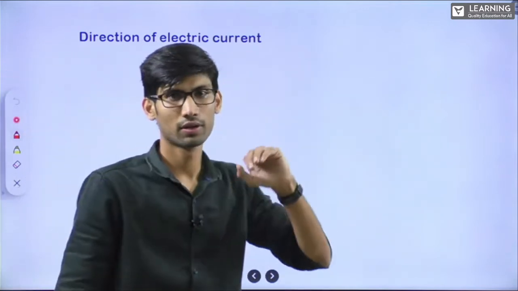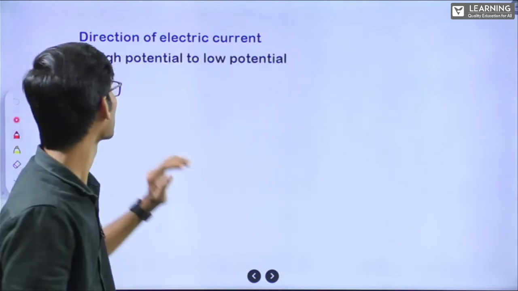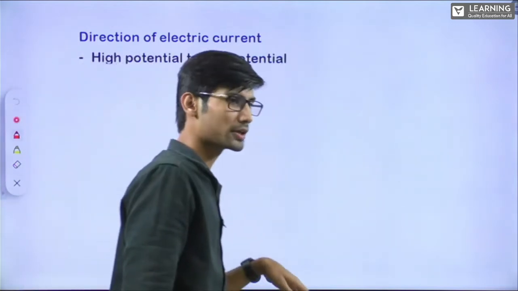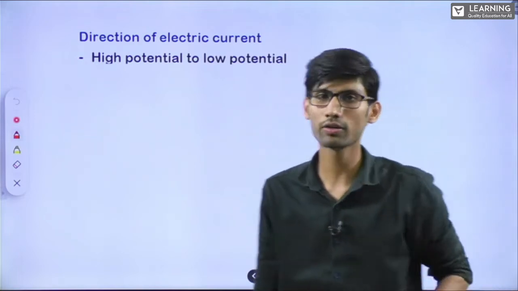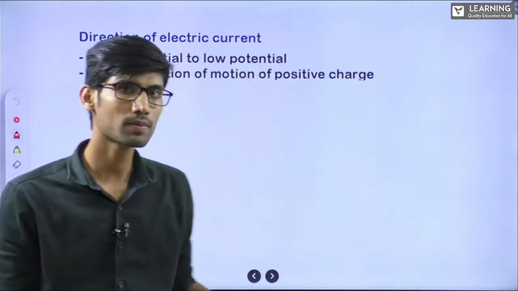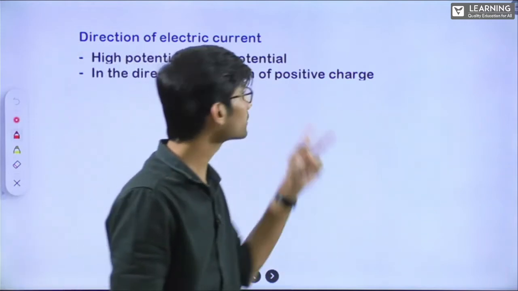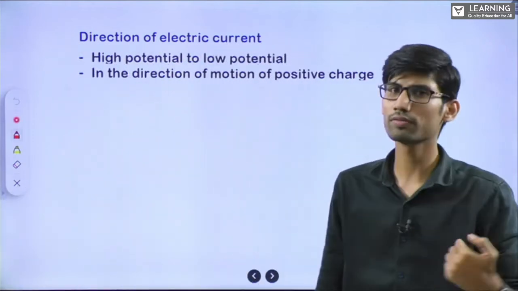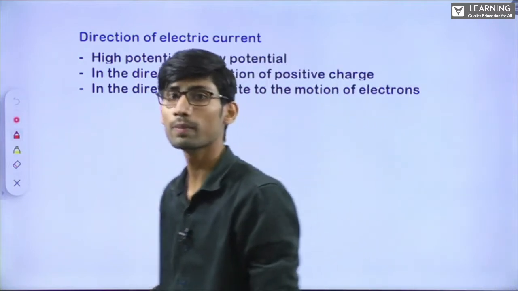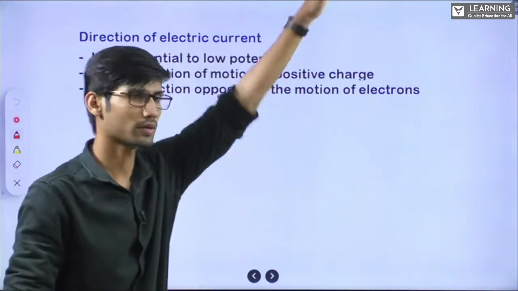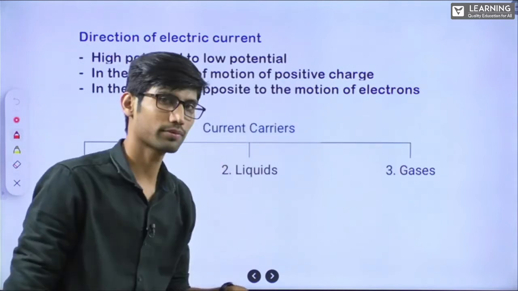There are three ways you can understand the direction of electric current. First, high potential to low potential. If you are saying this is high, this is low, you can easily understand, okay, this will be the direction of current. Second, you can see it by the direction of motion of positive charge. Third, if you are not able to see these two, just see in whichever direction the electron is moving, opposite to the direction of motion of electron will be the direction of current. Okay, very basic.